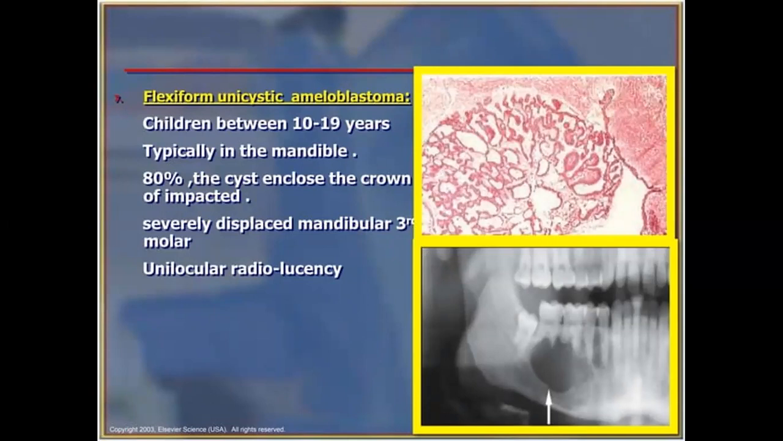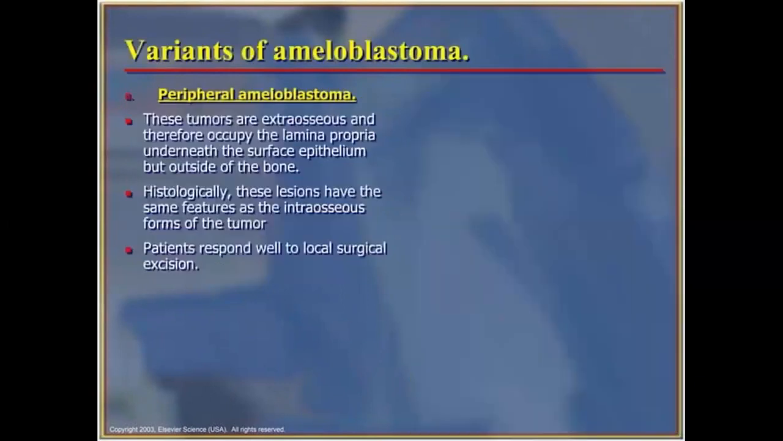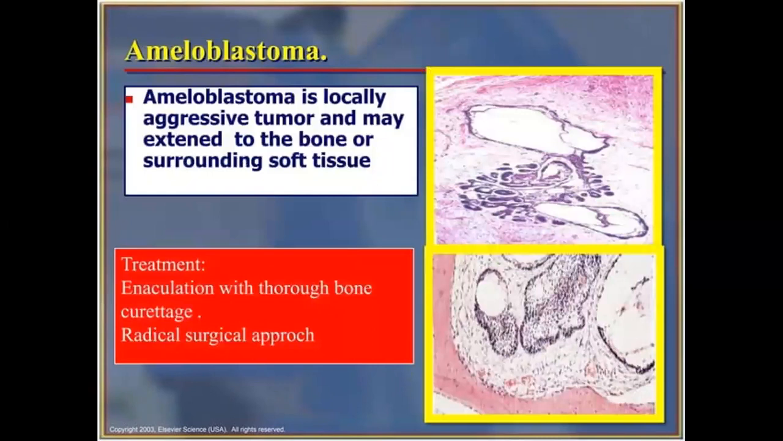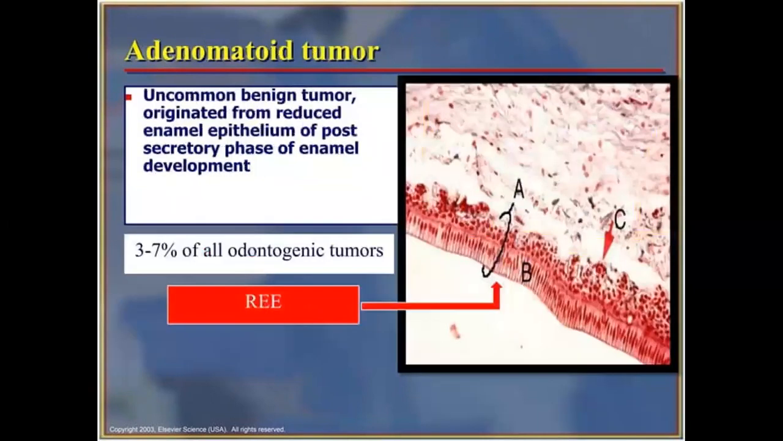Mostly it is common in children between 10 to 19 years, typically in the mandible. And ameloblastoma is a locally aggressive tumor and may extend to the bone or even surrounding soft tissues. The adenomatoid tumor, let's start talking about it.